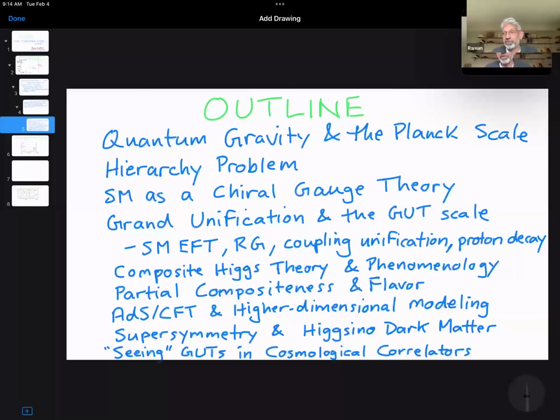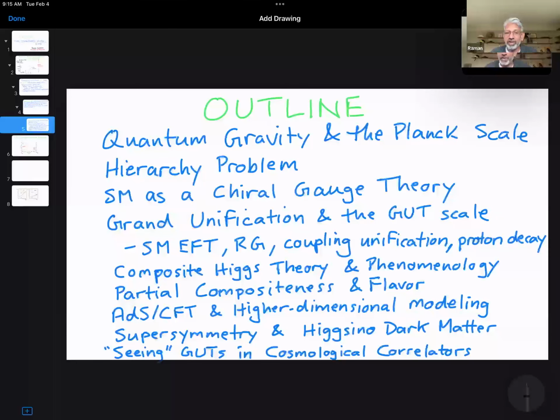I then want to motivate composite Higgs theory, the idea that the Higgs is a composite, and the phenomenology associated with that, as well as the related mechanism of partial compositeness, which is a beautiful mechanism for generating hierarchies among the standard model fermions. In order to build models rather than just qualitative reasoning, I want to describe how AdS/CFT can be used to allow us to build models using higher dimensional space-time.